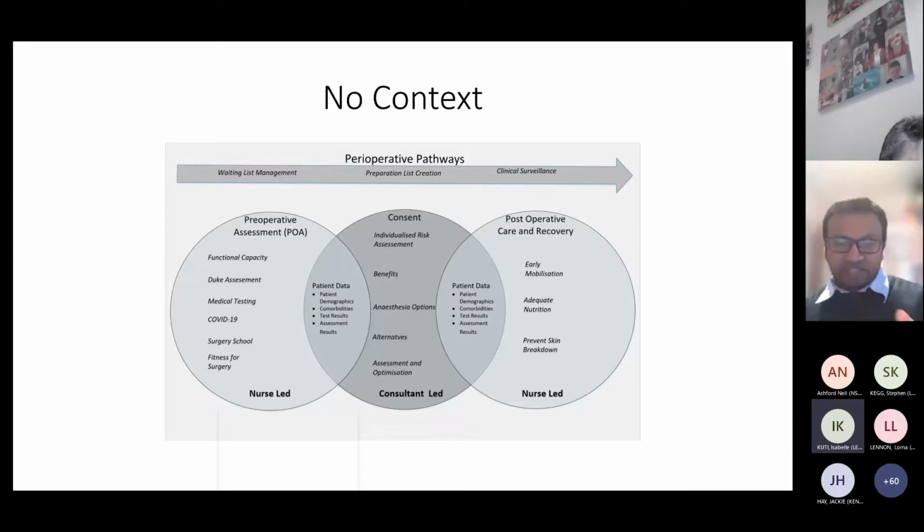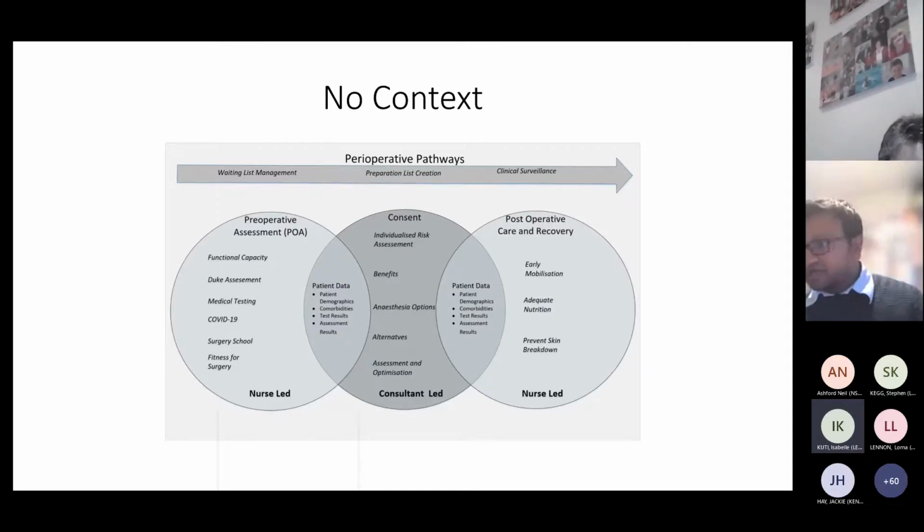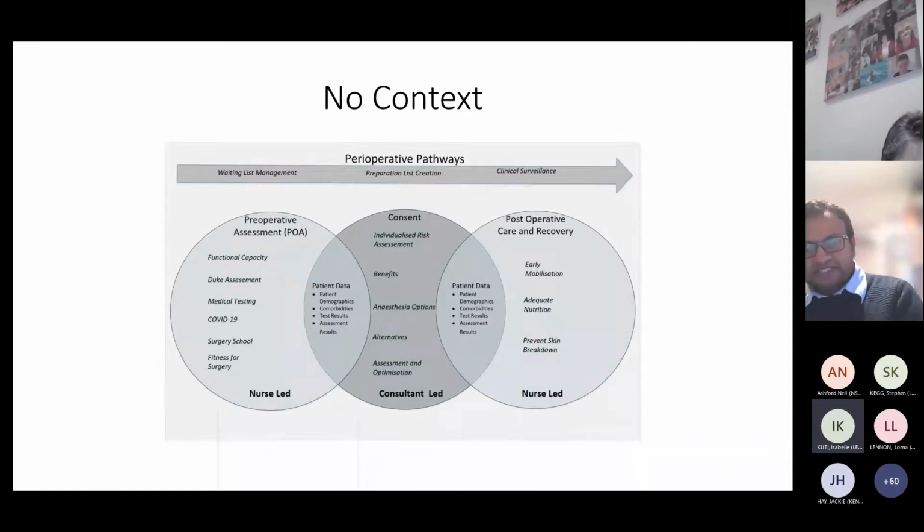It doesn't tell you: is it a good thing? Is it a bad thing? Is this what you're aiming for, or is this what it is at the moment? This was just stuck into a business case with no context.